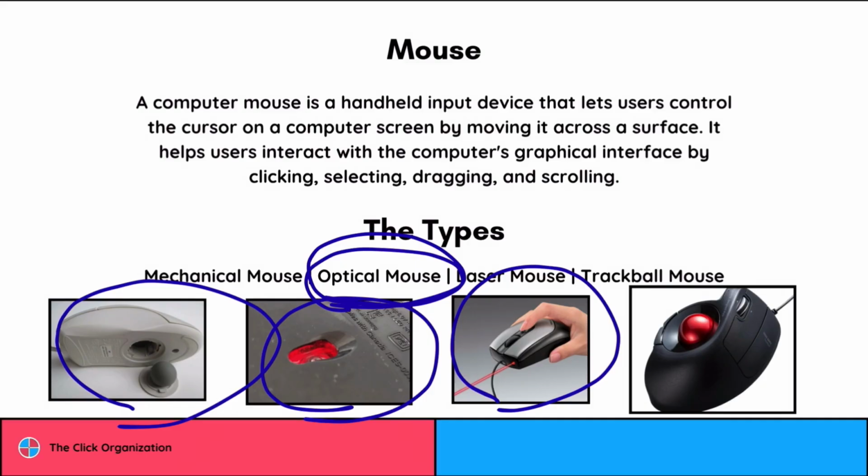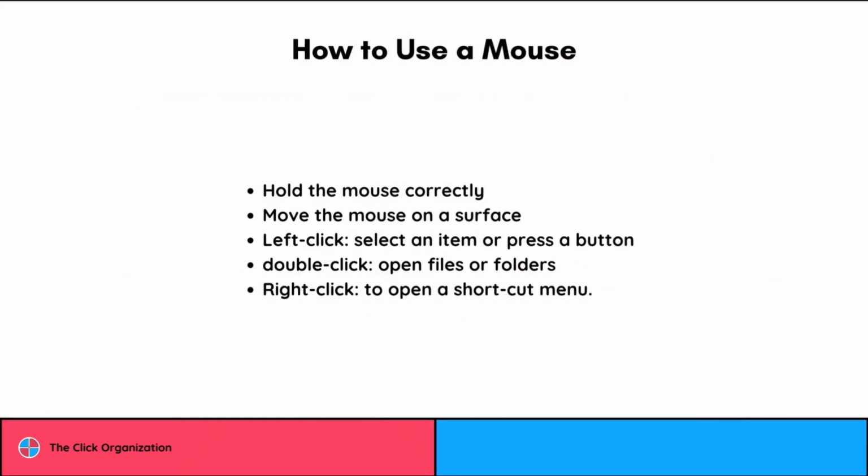And the fourth one is trackball mouse. This mouse stays in one place while the user rotates a larger ball with their fingers or thumb, and that ball detects the movement. How to use a mouse?